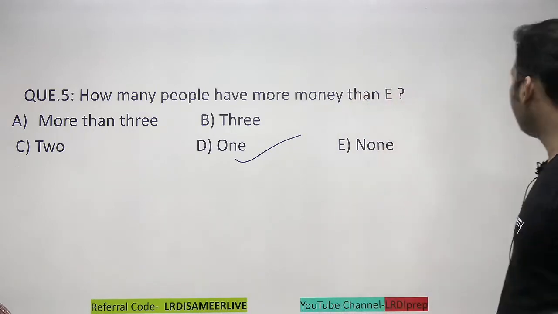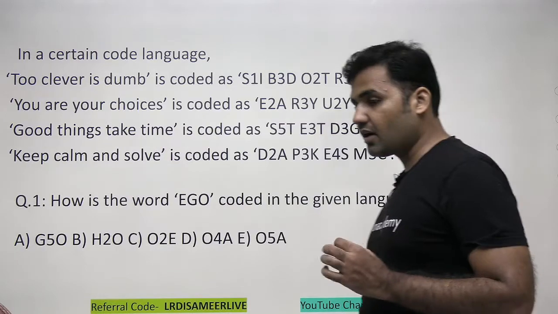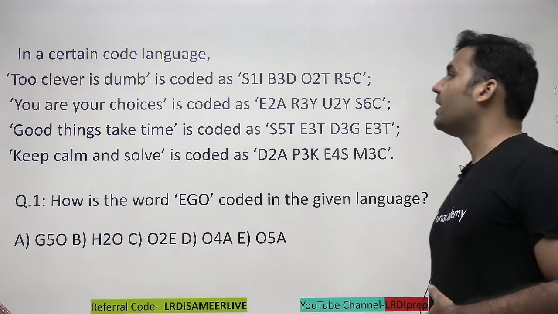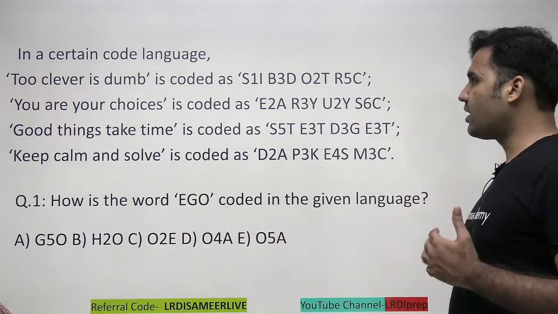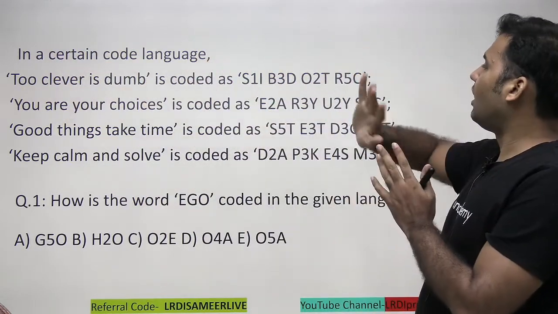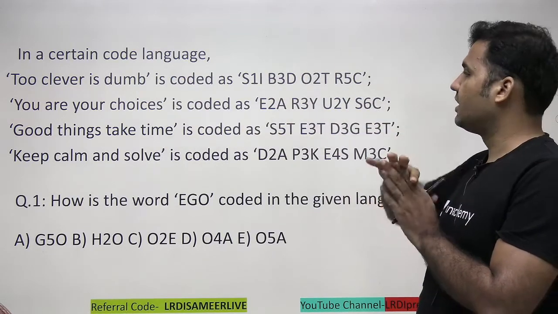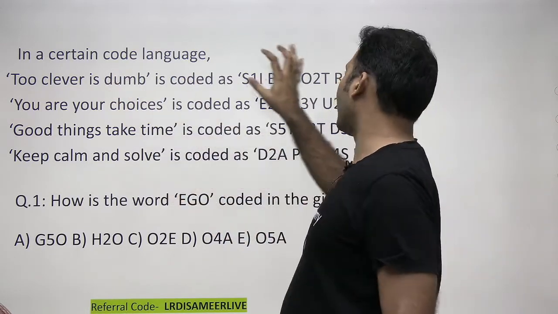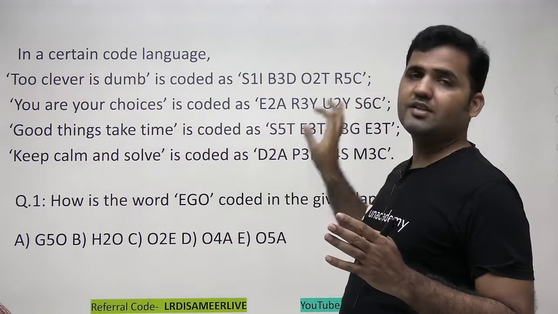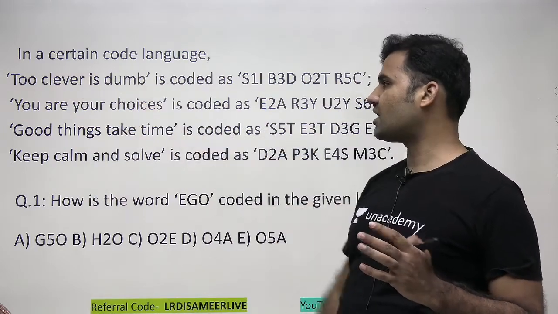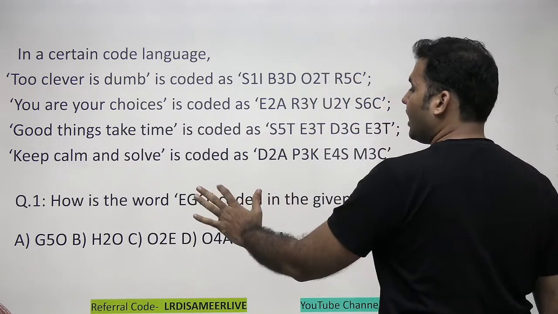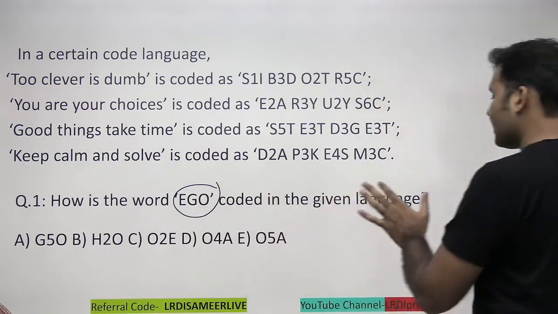Let's quickly have a look at one more set of coding and decoding. This is also based on exactly the same pattern as the previous year Maharashtra CET paper. It says that in a certain code language, in coding and decoding questions, there is some sentence which is coded as some combination of numbers and alphabets, right? So there is a sentence here and then you have a code made of numbers and alphabets. Then you have another sentence. Again, the code is made of alphabets and numbers. Similarly, these 4 sentences are given to you and these are the different codes. And we are finally supposed to answer how the word ego is coded in the given language.